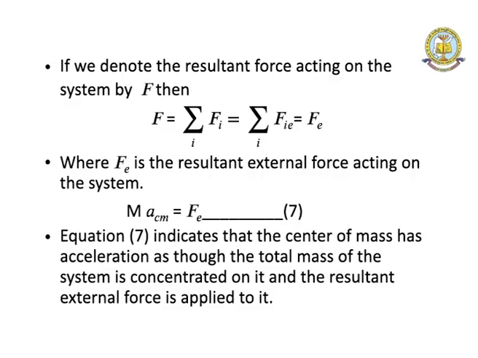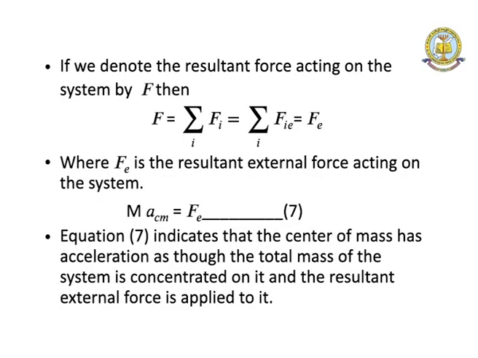So now you can write M acm is equal to summation of i, Fi(E). The total force acting on the system is denoted by F, that is F is equal to summation of Fi(E), which we can write as FE. So FE is the resultant external force acting on the system. Substituting this value in equation 6, M acm is equal to FE, so F is equal to M acm.